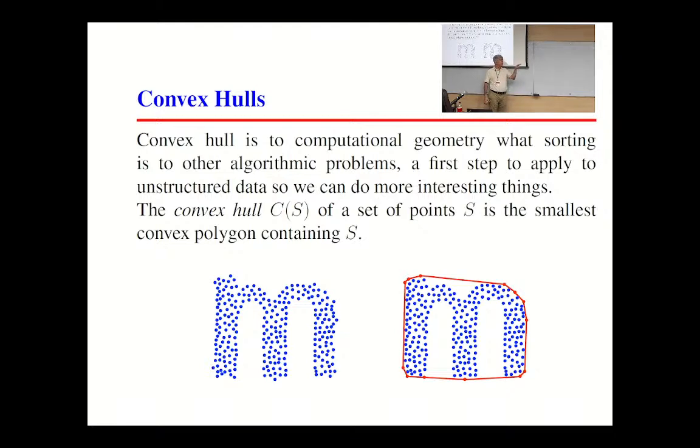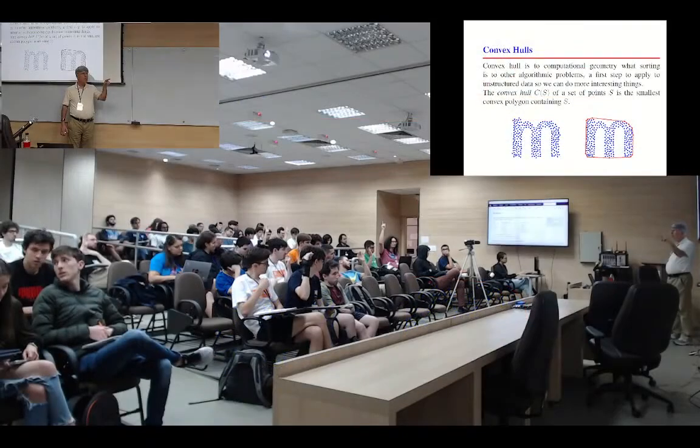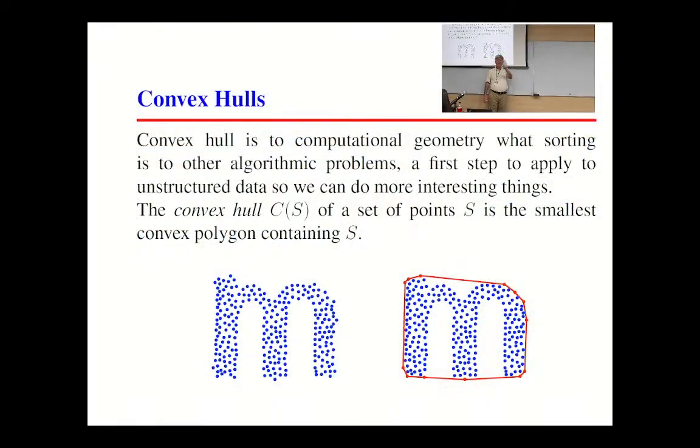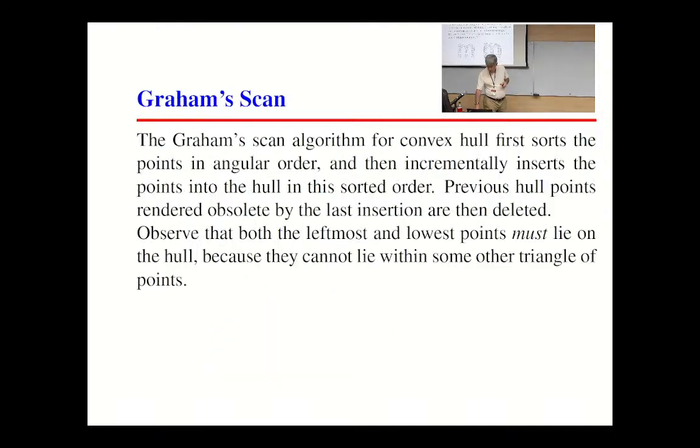How many people even know what Graham scan is? Some, but not all, actually. Okay, how many people don't know what it is? I see some people twitching, okay? So how do you actually compute the convex hull, the smallest polygon that contains a bunch of points? The Graham scan algorithm starts by finding a point that has to be on the convex hull.